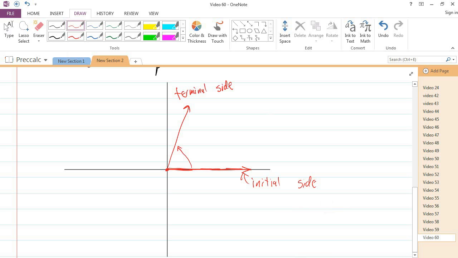Okay, so it's in standard position if one side is on the positive side of the x-axis, vertex in the middle, and we go counterclockwise to reach the terminal side, the other side of the angle. Putting angles in this orientation makes it easy to compare two angles because they are always oriented in the same way. If I put one angle like this and another angle like this, it's easy to see which angle is larger, because you can tell that the red angle is bigger.